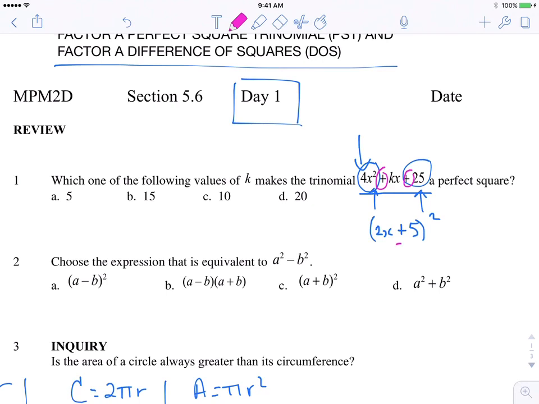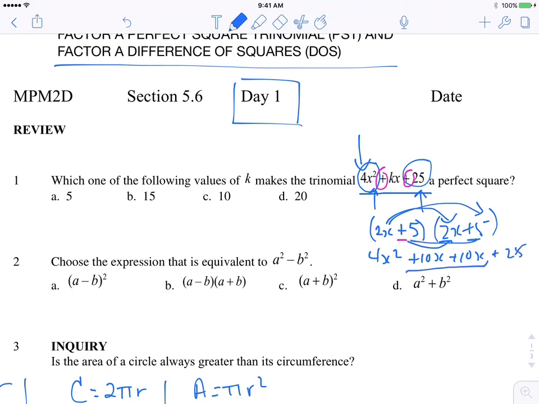and the last term is positive. So we're dealing with addition. That's why I know for sure I'm dealing with addition here. Okay, so if I were to expand this, I'd have 2x plus 5 times 2x plus 5. And if you FOIL, you have 2x times 2x, which is 4x squared, and then 2x times a positive 5, which is 10x, and then 5 times 2x, which is another 10x, and then 5 times 5, which is positive 25.